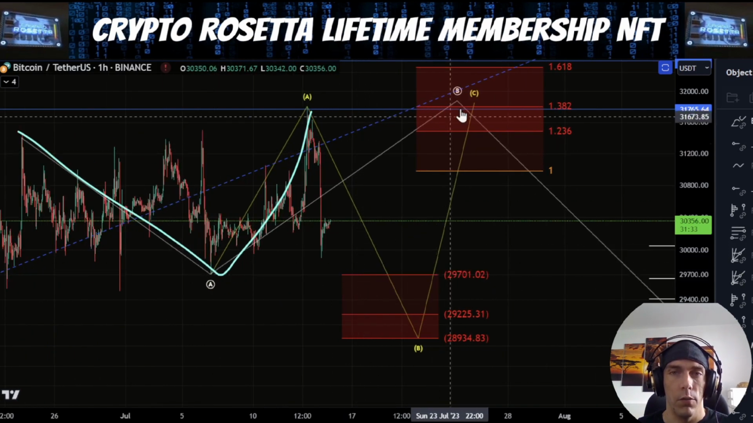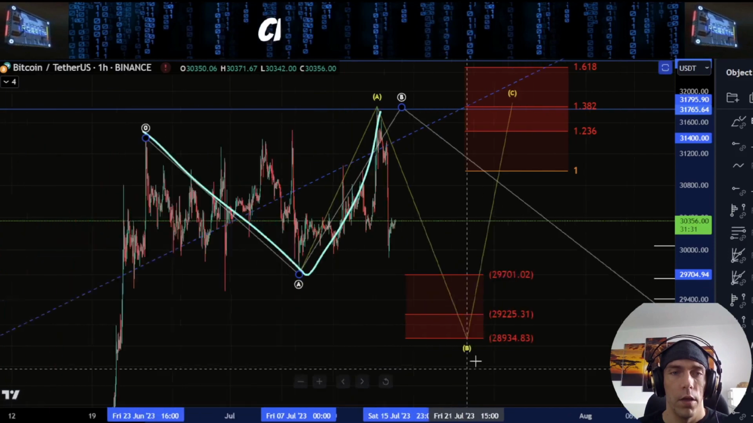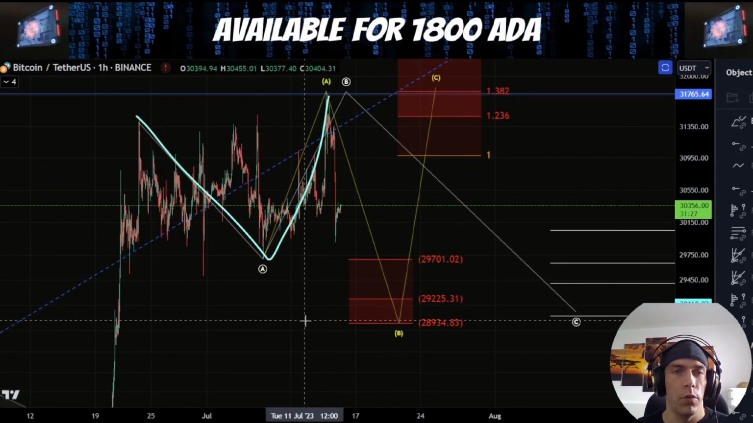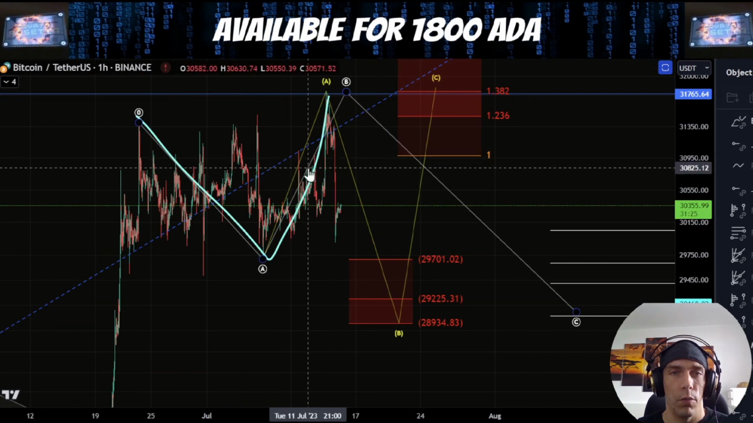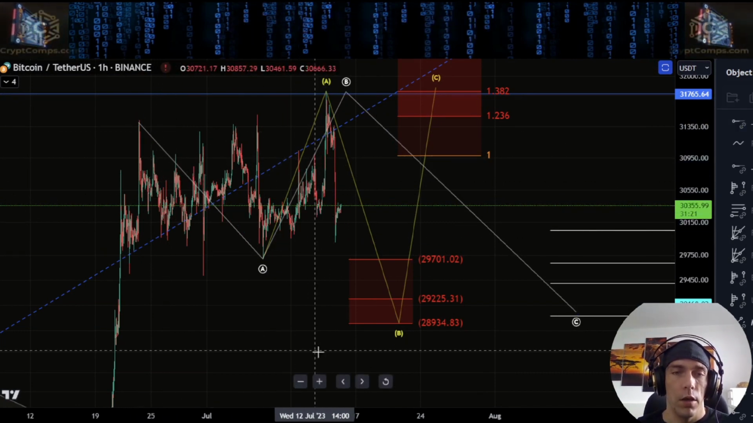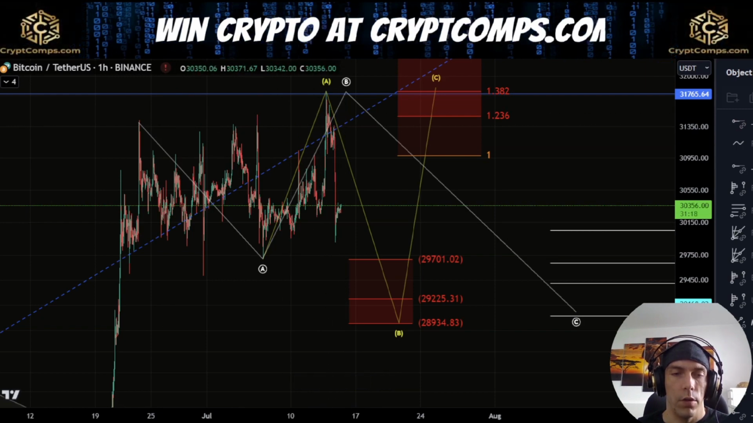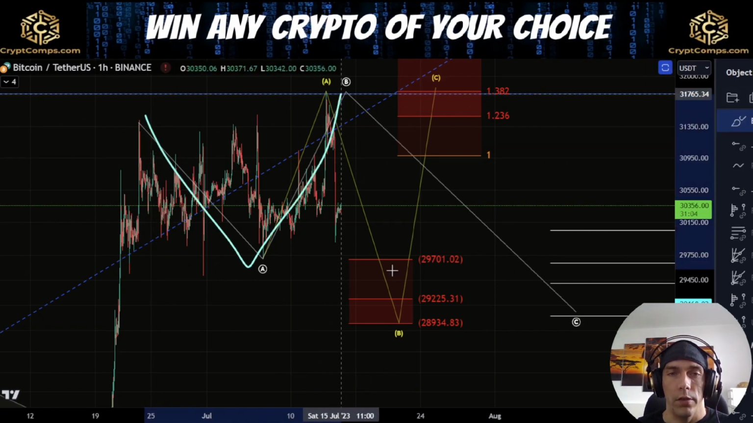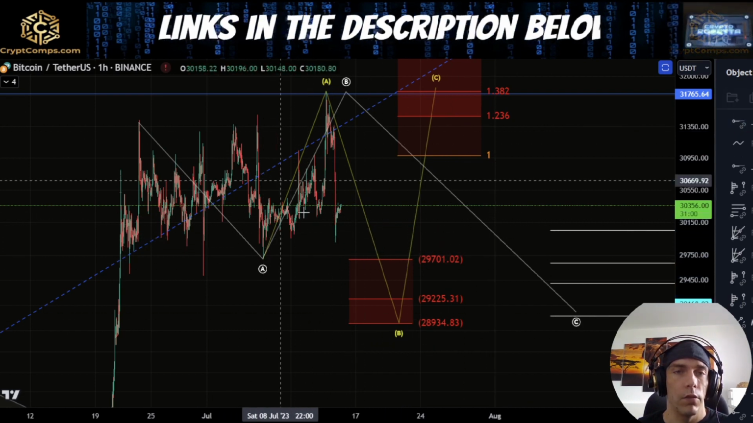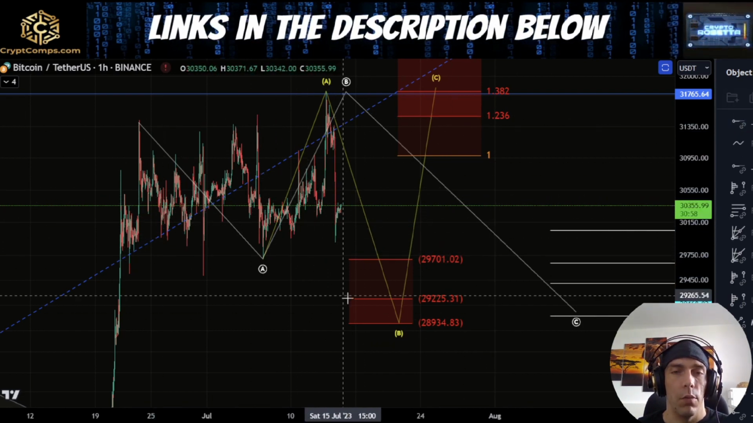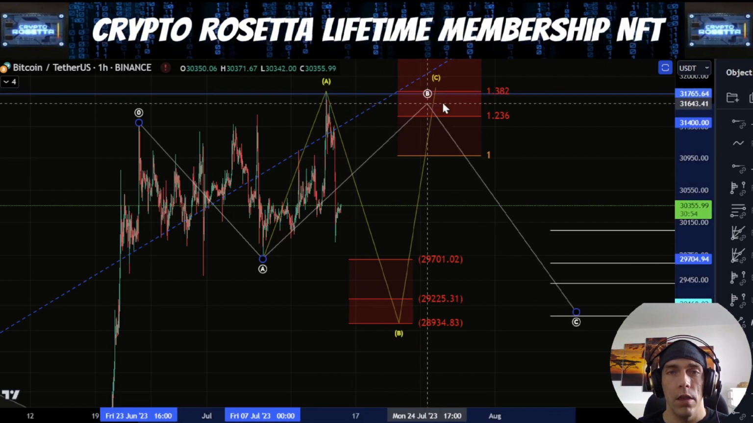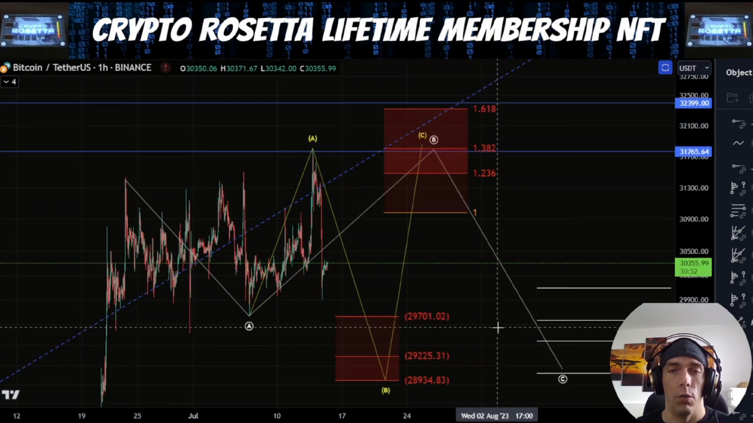Now the problem is that if we have this B wave over here, what I need to see here is 5 waves down. Now the problem with this is the time relationship between this A and this B starts to become very short. Now it is possible that we could see this even as a W and X and a Y to the downside, which is fine. We've already talked about that, so that's one possibility. And then from there we need to see how we react to the upside. The alternative is that actually this move is going to get a lot more complicated.